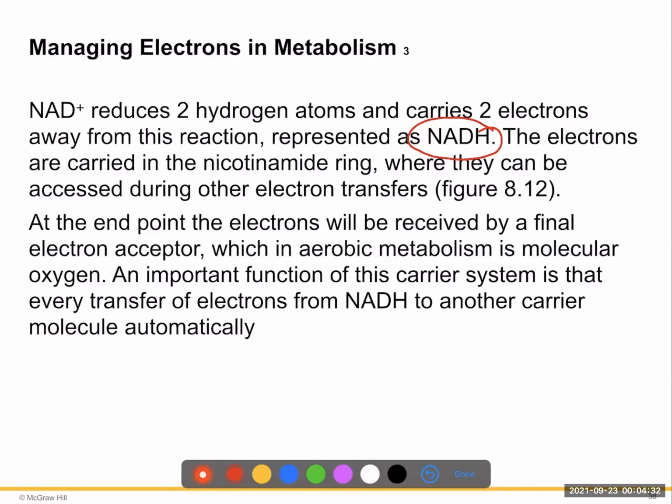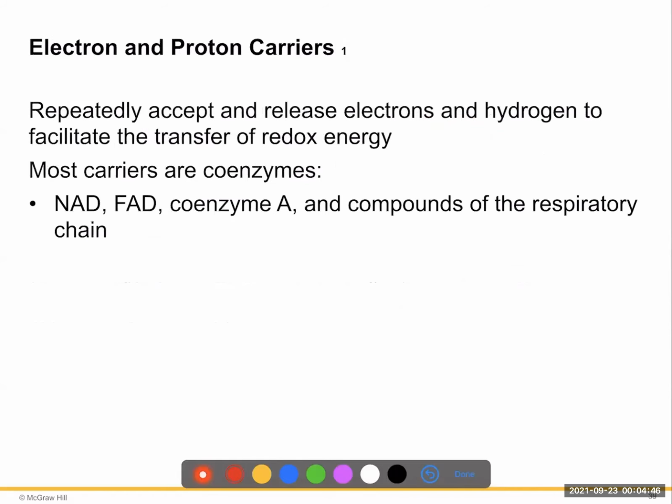Okay. Every transfer of electrons from NADH to the carrier molecule occurs automatically. So it steps down electrons as it transports down the chain from NADH to the different compounds. It repeatedly accepts and releases electrons and hydrogen to facilitate the transfer of redox energy. So it accepts these electrons and releases them, accepts and releases them as these electrons move down this chain. And that produces ATP during the electron transport chain. Most of these carriers are coenzymes like NAD, FAD, coenzyme A, and compounds of the respiratory chain.